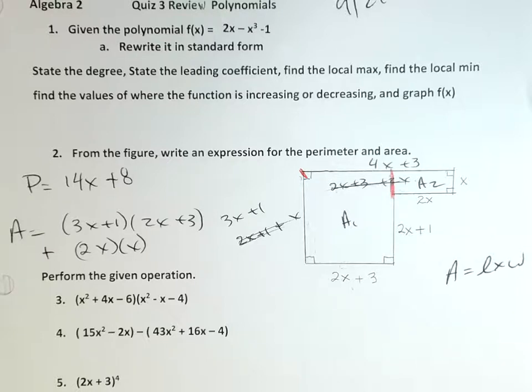So back to area, right? Length times width. So this one's length times width, that times that. You guys got it? And then this one is length times width. Okay. Now that's my area: rectangle 1, rectangle 2, and I'm going to try and simplify that. How am I doing?